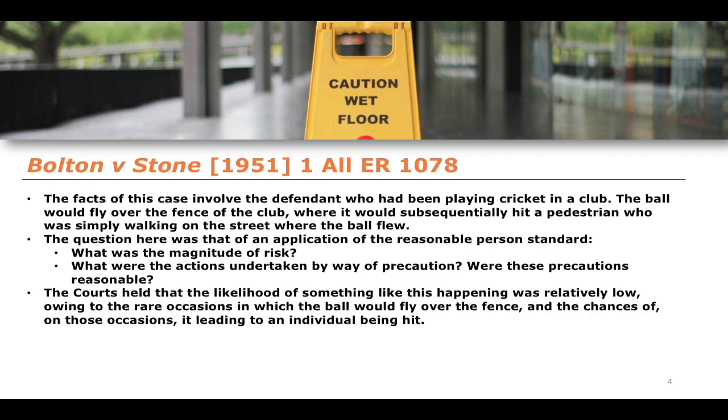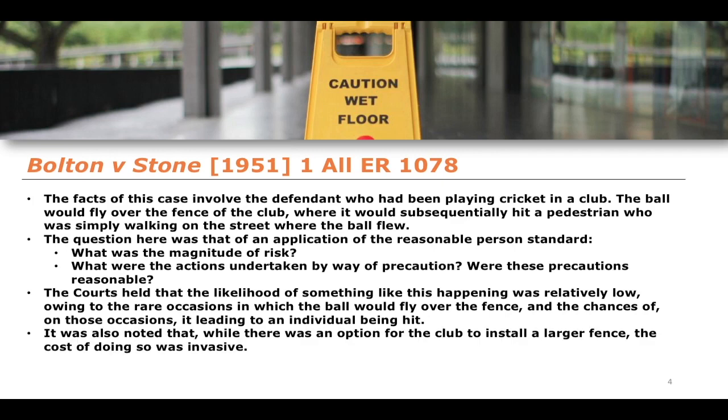Okay. The courts held that the likelihood of something like this happening was relatively low. So in terms of asking the question as to the magnitude of risk, they concluded that there wasn't a particularly high magnitude of risk. There are a few reasons for this. Firstly, it was only on rare occasions that the ball would actually ever fly over the fence, and then even in those cases, the chances of that actually leading to an individual being hit would also be very, very low. And then on top of that, the idea of an individual being hit and then seriously injured as the result of all of these factors all suggested that there was a relatively low magnitude of risk.